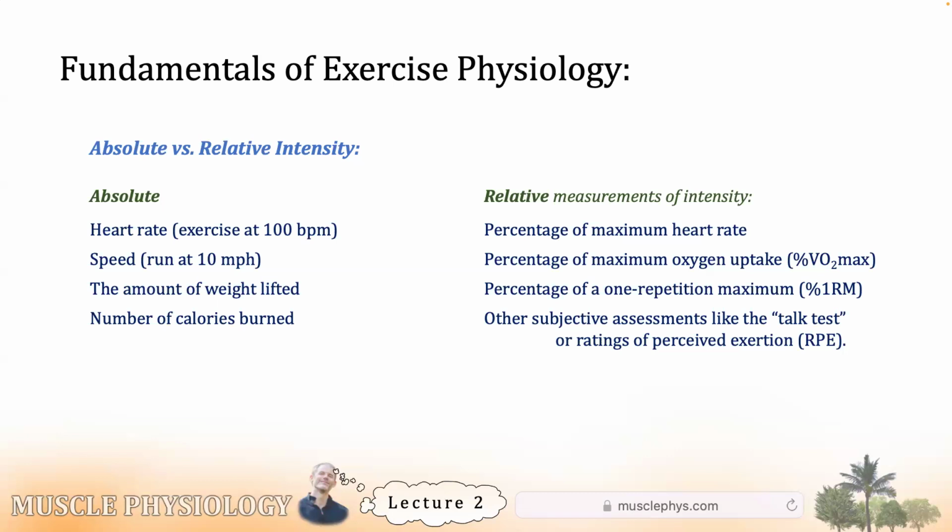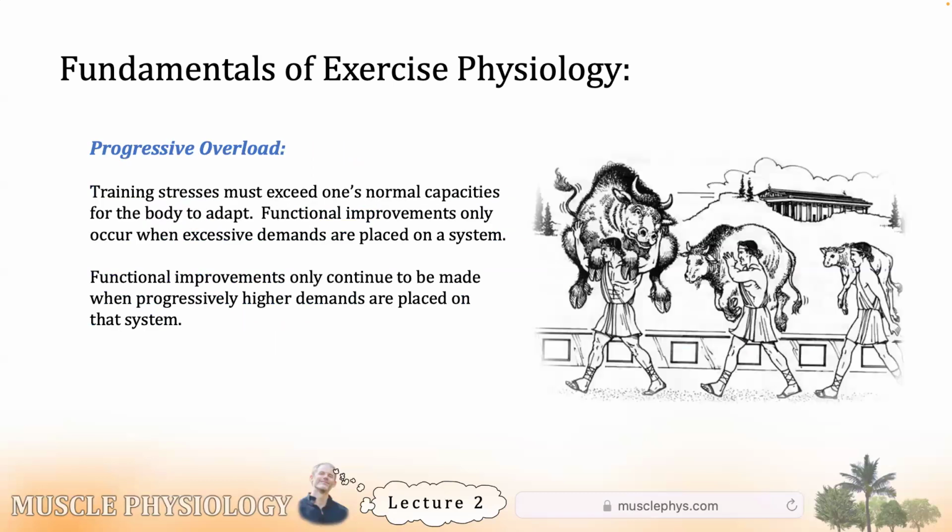Another absolute measurement of intensity would be heart rate. Get on the treadmill and get your heart up to 100 beats per minute. The treadmill will be working really hard for the NBA player. But this grandma might get to 100 at a slow walk. And so what we're looking at is differences in absolute values. Bench press 100 pounds, get your heart to 100 beats per minute, something like that. And relative values, run at 50% of your maximum speed, something like that.